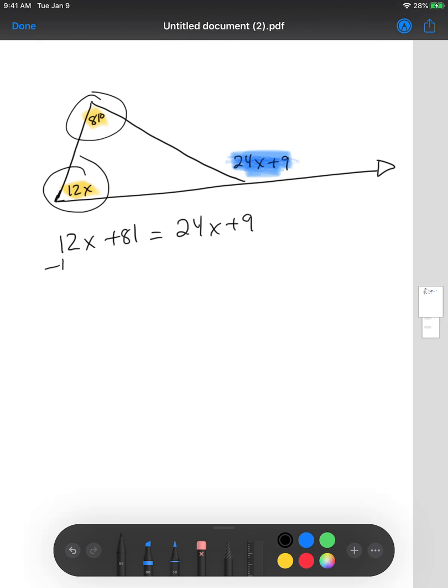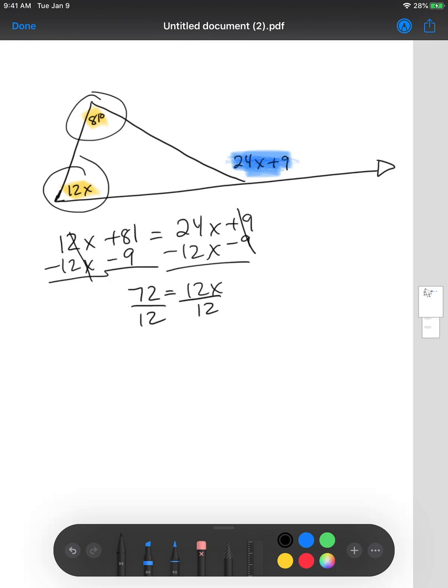All right, so I'm going to work this out. So 81 minus 9 is 72, equals 12x. 72 divided by 12 is 6. So x equals 6. All right, I'm not done. I know the value of x. Now I need to figure out my angle.